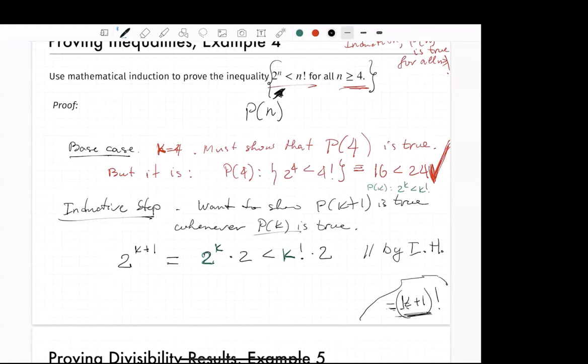Then, is it true that this is less than k plus 1 factorial? Now I want to get to k plus 1 factorial. So is 2 smaller than k plus 1? Yes. Because 2 is smaller than k plus 1, because I'm taking k greater than or equal to 4. As long as k is greater than or equal to 4, it doesn't even have to be, it can be smaller, like k starting from 3, but for k greater than 4, this is true. So, but is it true that this is k plus 1 factorial then?